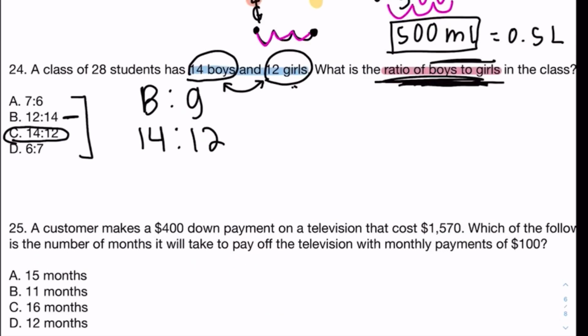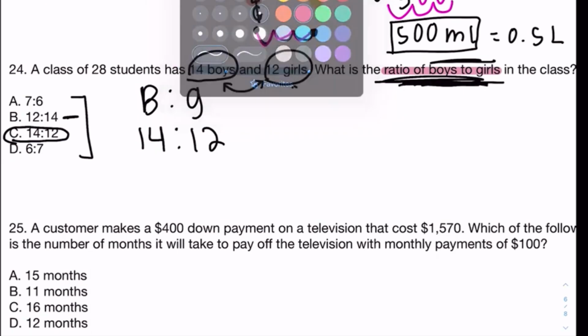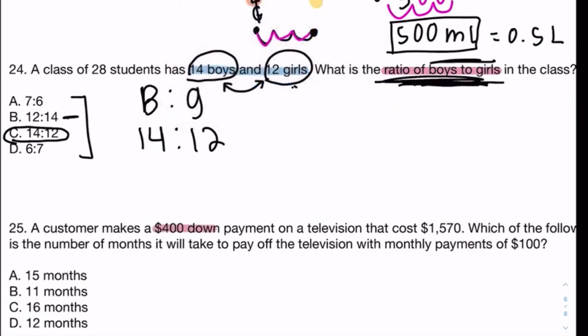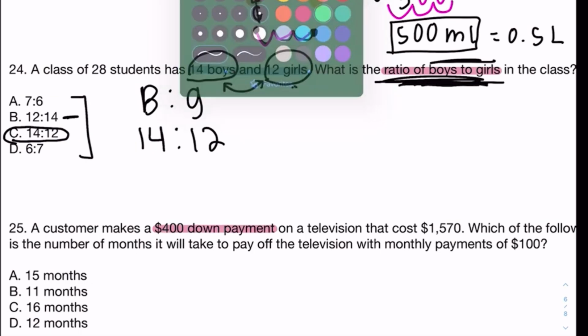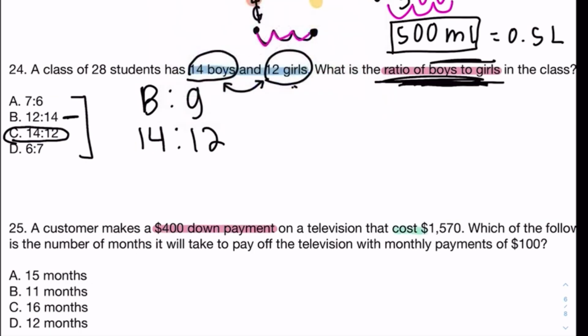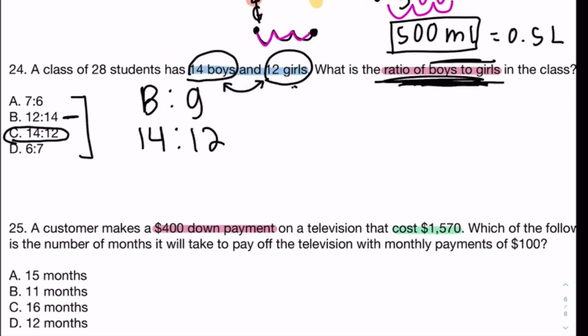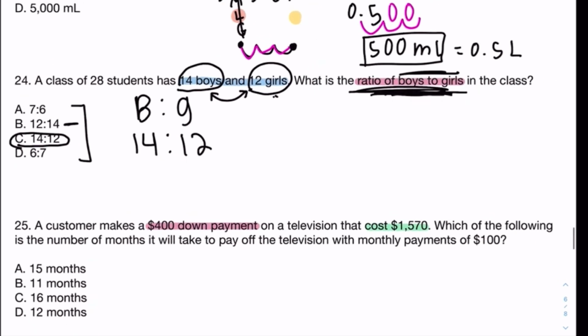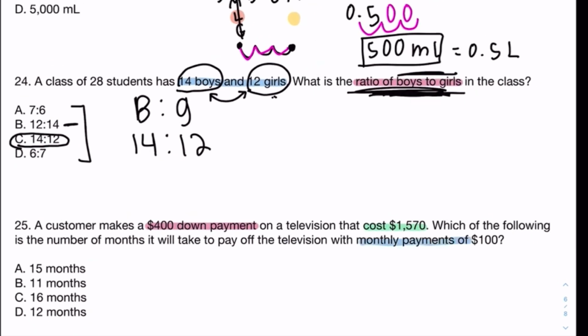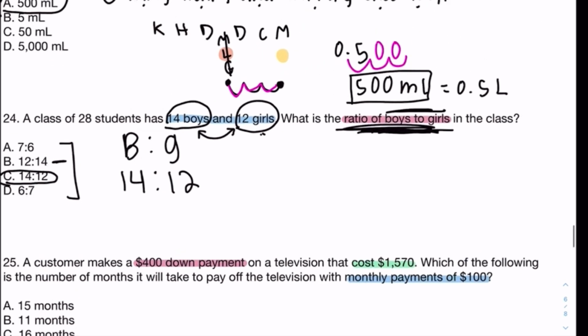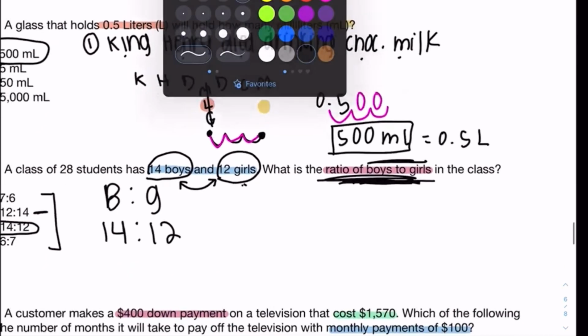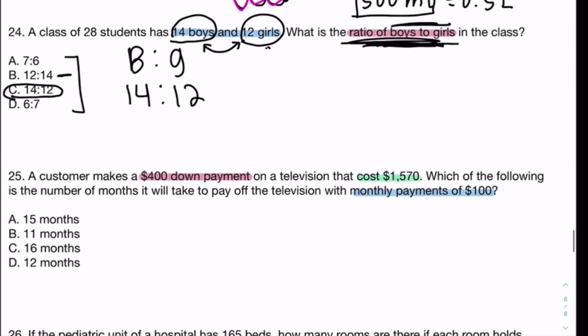Okay, so number 25 says that a customer makes a $400 down payment on a television. The television costs $1,570. Which of the following is the number of months it will take to pay off the television with monthly payments of $100?